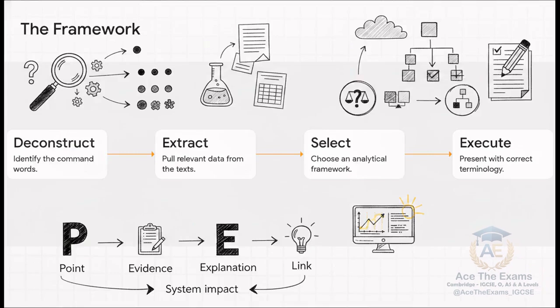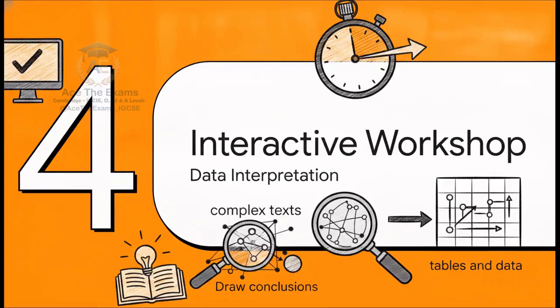This systematic processing ensures you literally pick up every single method mark available. You make your point, you provide solid evidence from the scenario, you explain the underlying technical computer science principle, and finally, you link it right back to the overall impact on the system. It's a formula and it works. Section 4. Interactive Workshop. Let's actually test this out.